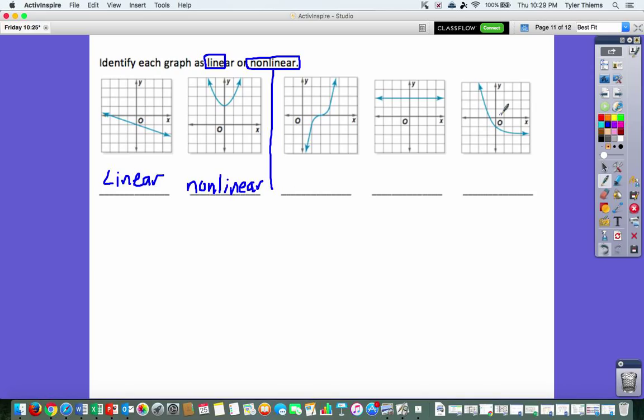You guys should be able to do these last three on your own. When you get done with this, you're going to work on your IXL assignment. So finish this and you're done. Good job.